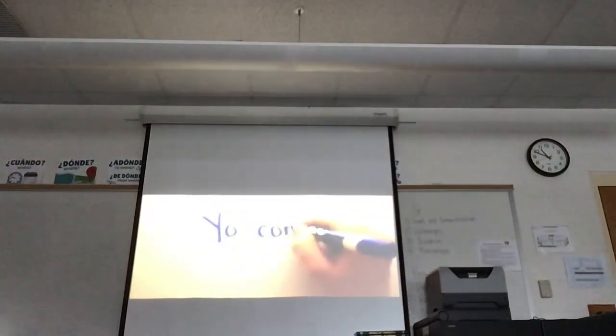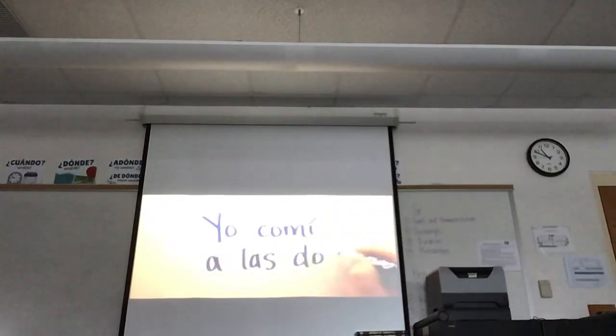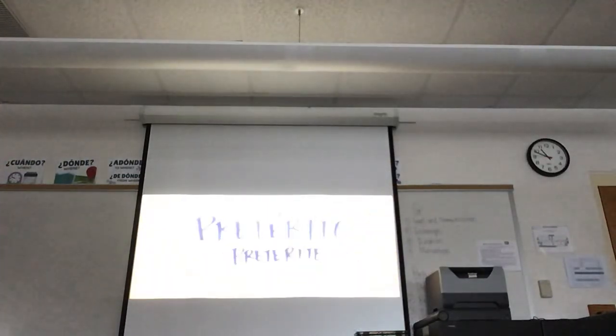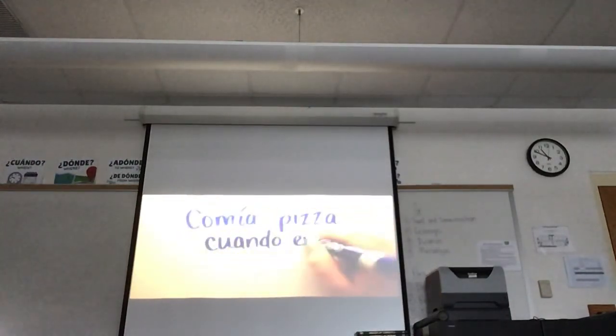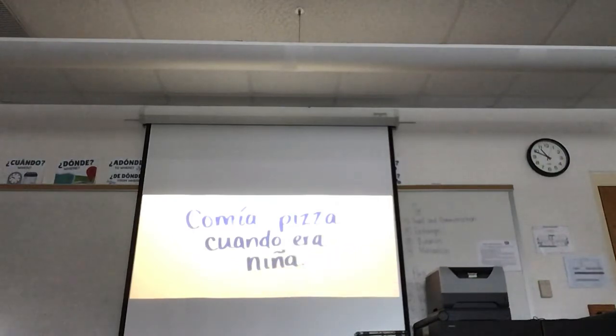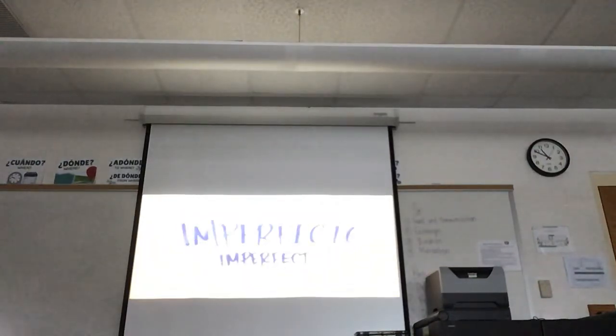Por ejemplo, if I ate at 12 o'clock, I would say, yo comí a las 12. This is a preterite action with a definite beginning and a definite end. If I want to tell you that I used to eat pizza when I was a little girl, I would say, yo comía pizza cuando era niña. This is an imperfect expression because it was ongoing.